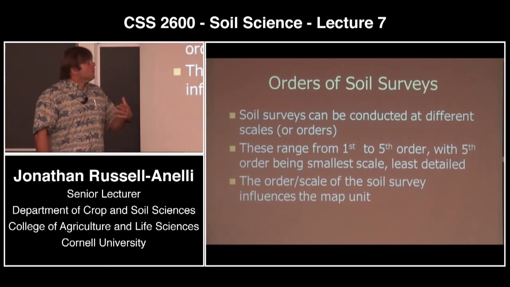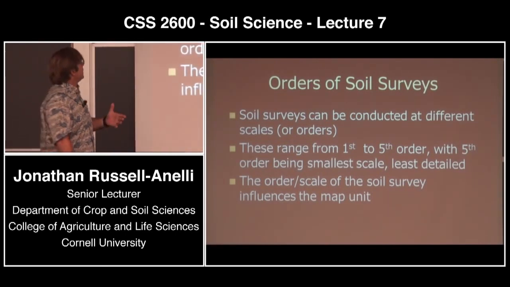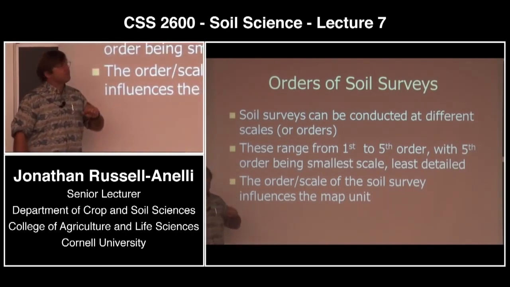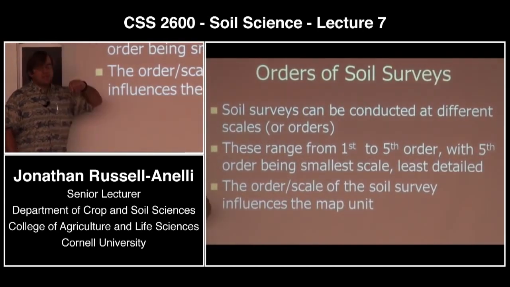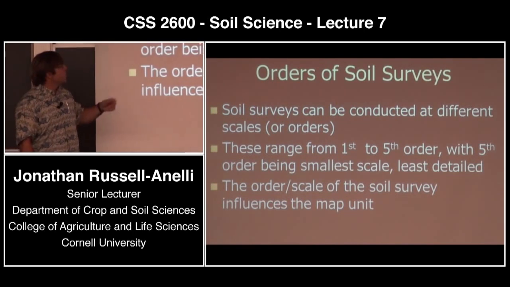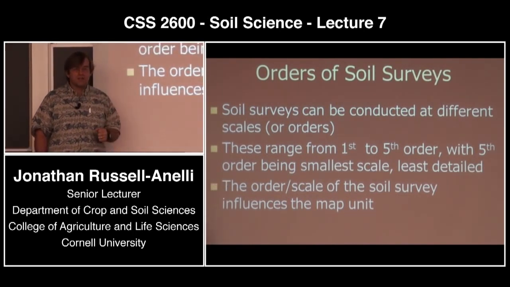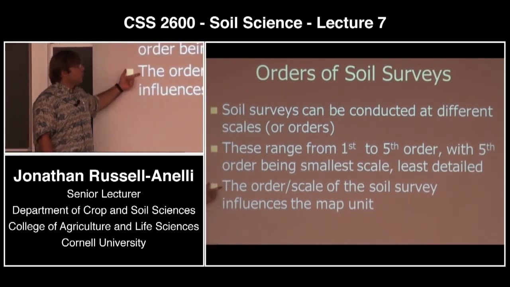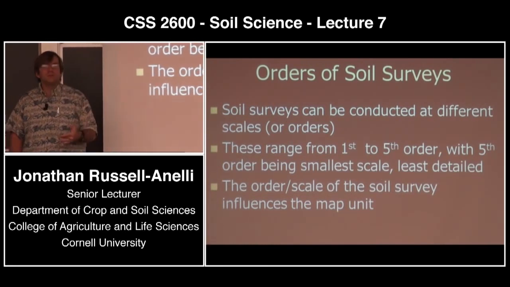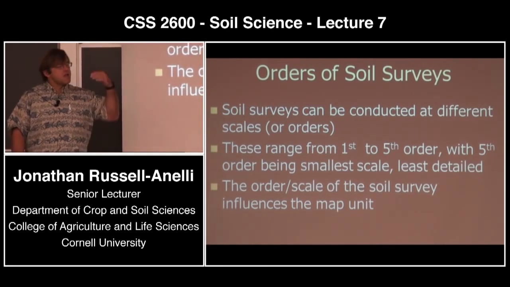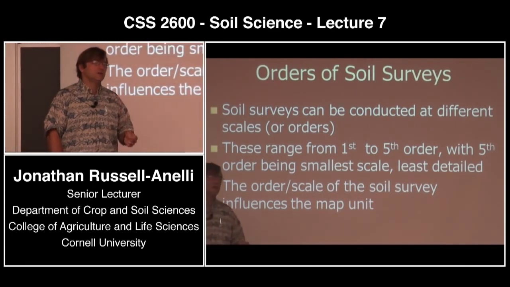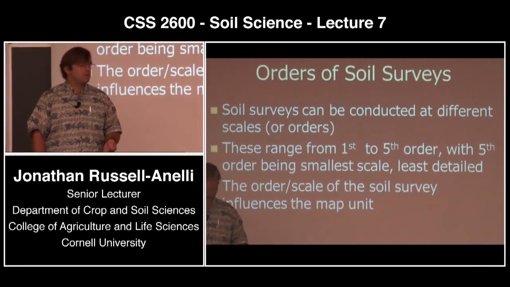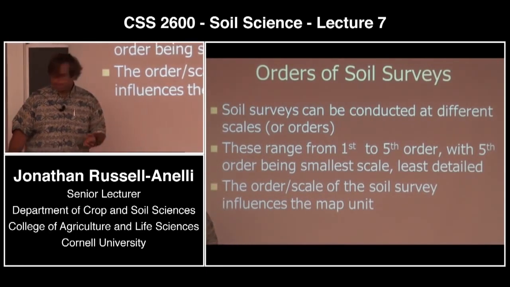Okay, we call this actually soil order. Okay, soil surveys can be conducted at a lot of different scales. We call this orders. Okay, and these range basically from first to fifth order, with fifth order being the smallest scaled, i.e. the least detailed. Okay, the order scale of the soil survey basically influences the map unit. Okay, if I was trying to map the entire United States, I would not be able to map that unit of Arkport, that deltaic sand, for example. Does that make sense? All right.